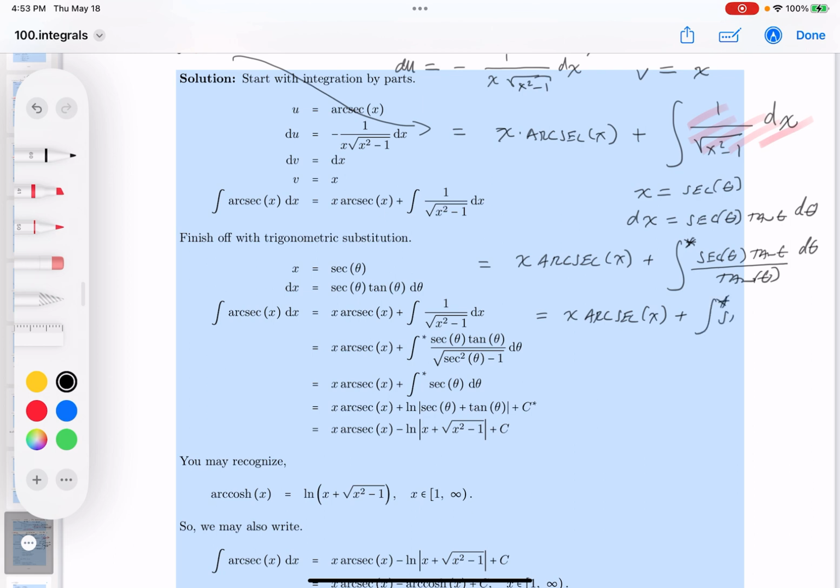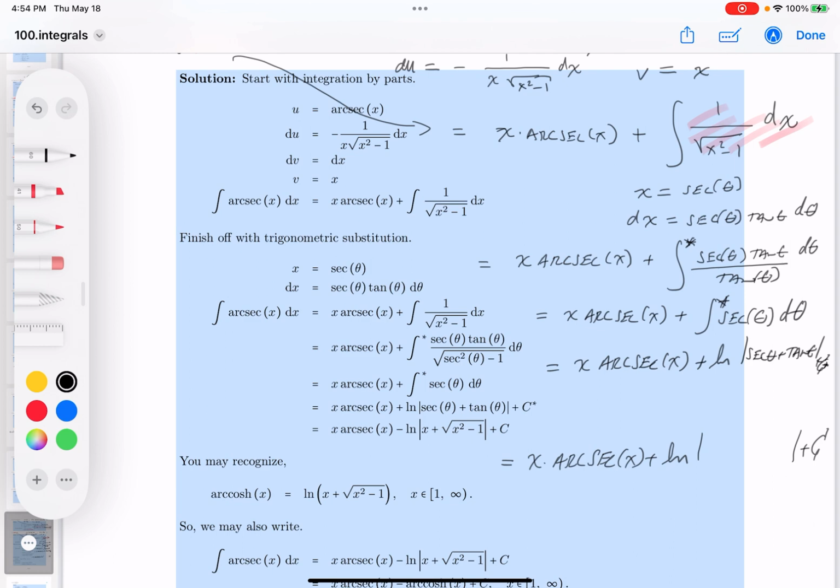And again, it seems like the theme of this thing is secant keeps popping up. And what's it going to be? x arc secant of x plus the natural log of secant theta plus tan theta plus c. And that's going to be, I got to clean that up a little bit. And let's write this down. x arc secant of x plus the natural log. And I got to clean this thing up now.